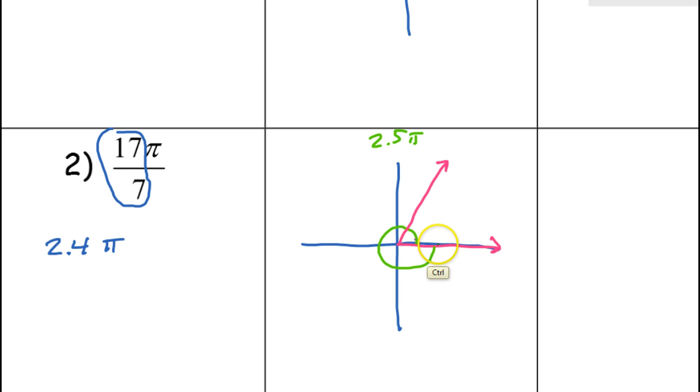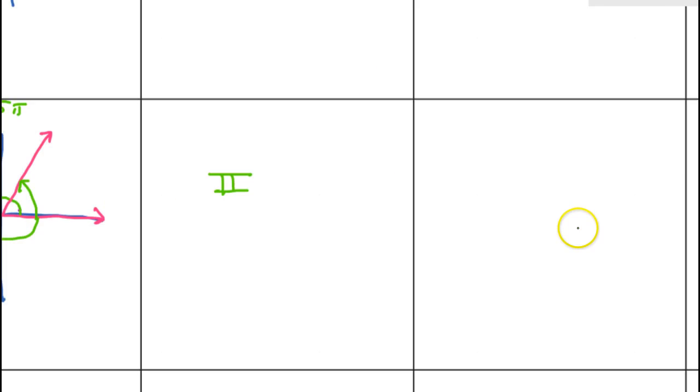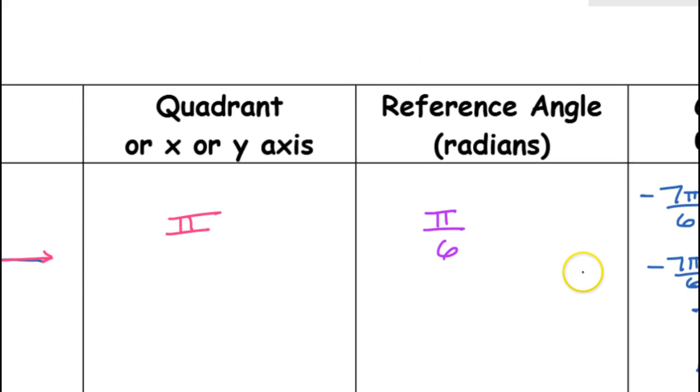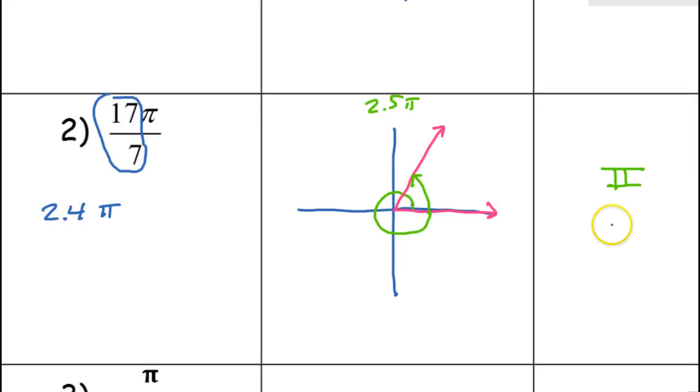And then I'll finish drawing my path. Okay, so there's a nice sketch. And as you can see, we are in the second quadrant, which I believe is what they want us to put in this column. Yep.